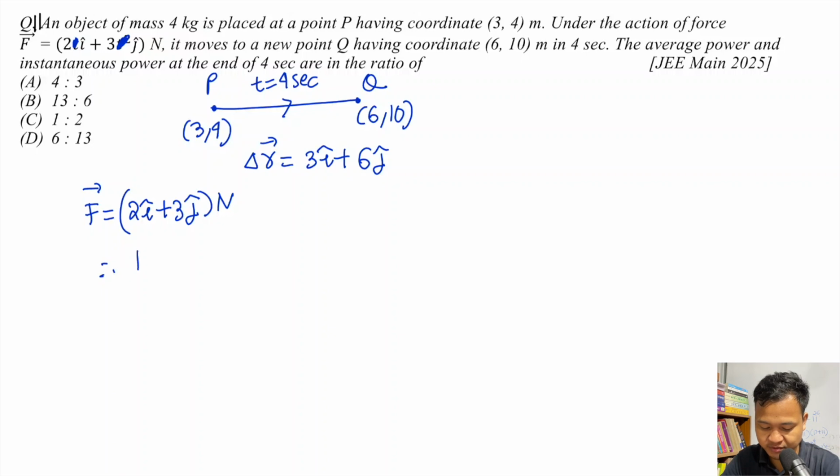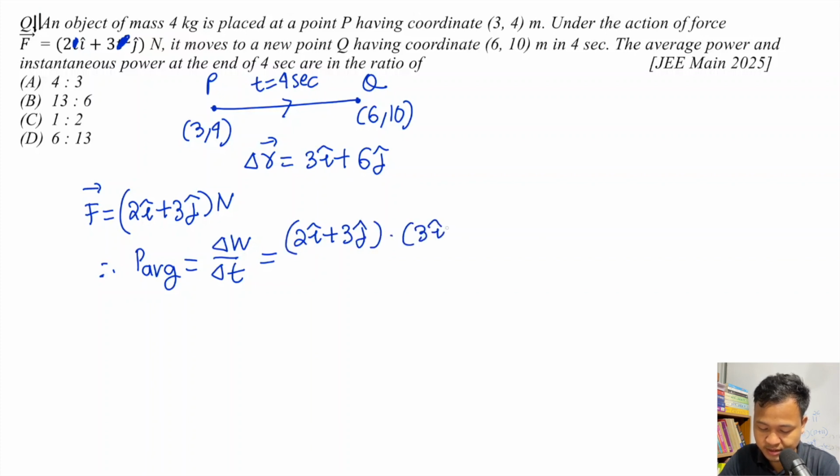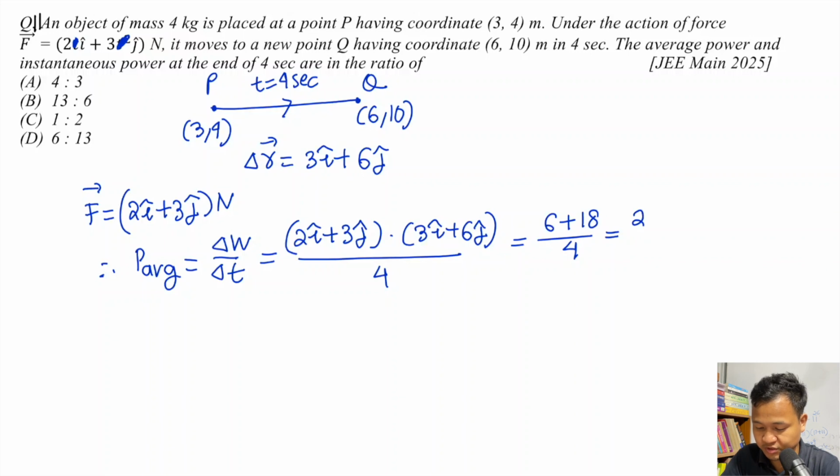First, the average power, P average, is delta W by delta t, which is F dot delta R. F is 2i plus 3j, dot 3i plus 6j, divided by the total time 4. So 2 times 3 is 6 plus 3 times 6 is 18, which is 24, divided by 4 is 6 watt. This is the average power. Next is the instantaneous power.